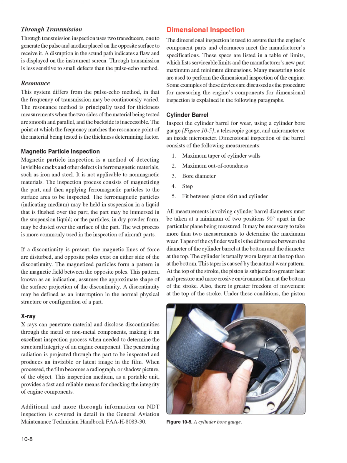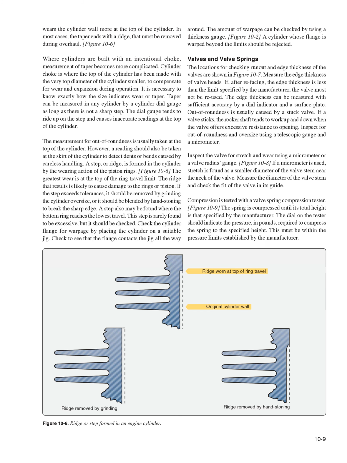This taper is caused by the natural wear pattern. At the top of the stroke, the piston is subjected to greater heat and pressure and more erosive environment than at the bottom of the stroke. Also, there is greater freedom of movement at the top of the stroke. Under these conditions, the piston wears the cylinder wall more at the top of the cylinder. In most cases, the taper ends with a ridge that must be removed during overhaul.